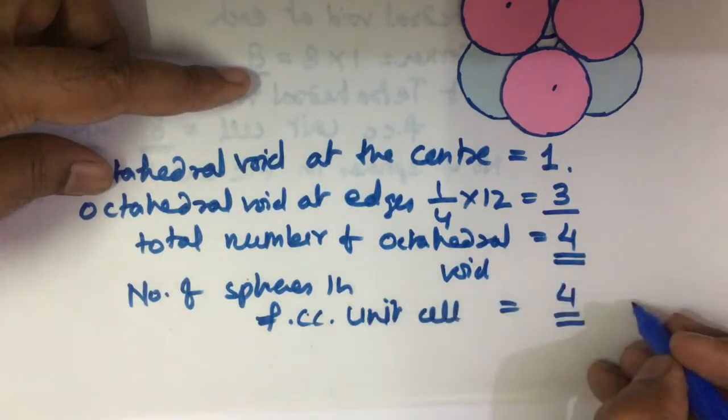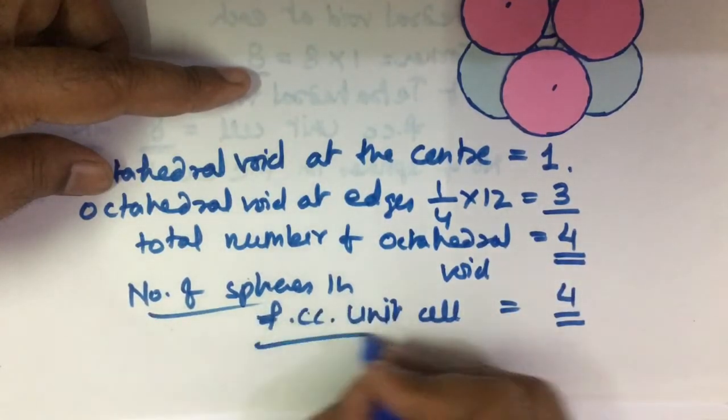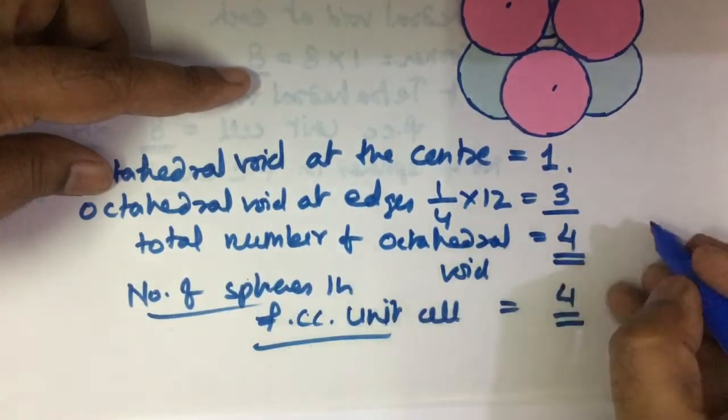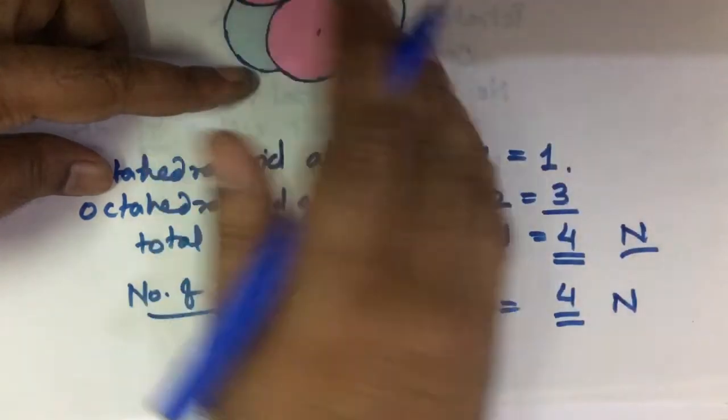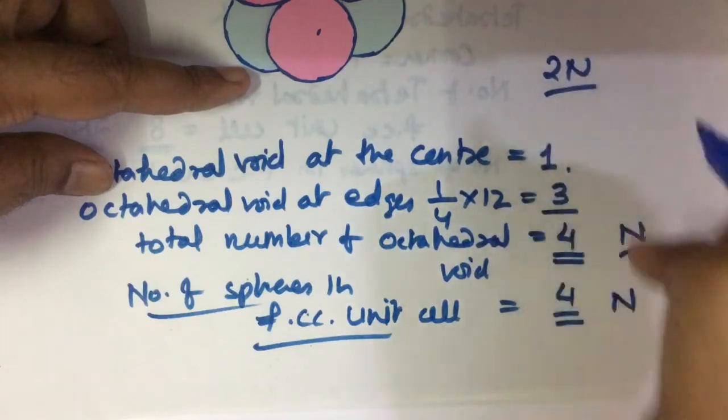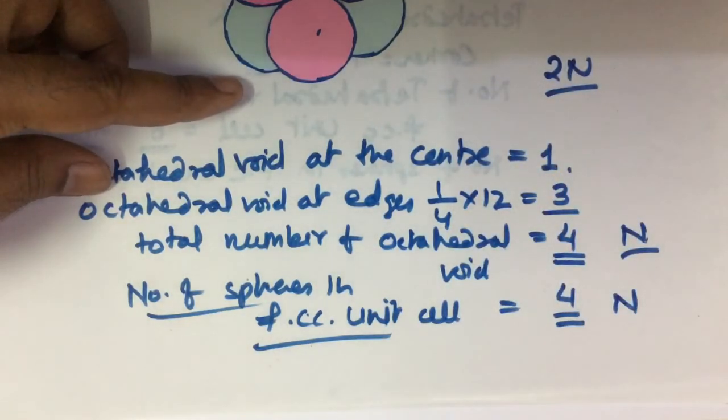So if the crystal contains n number of spheres, there are n octahedral voids and 2n tetrahedral voids.